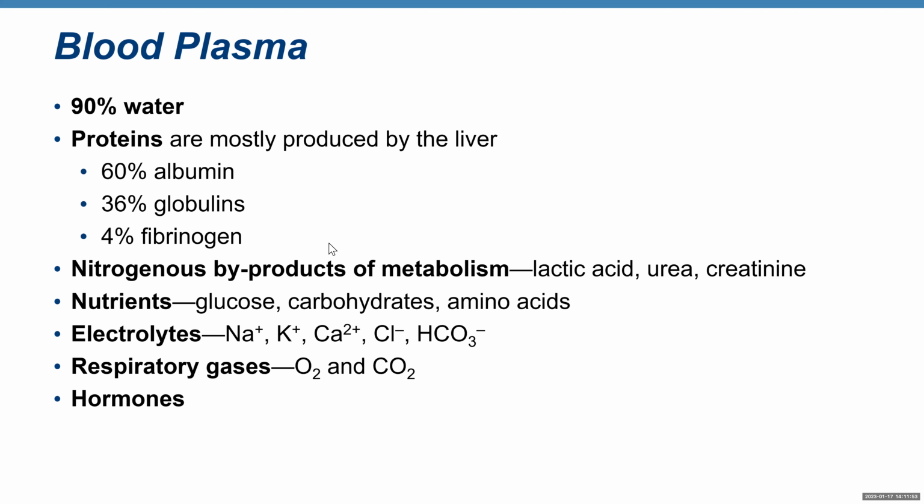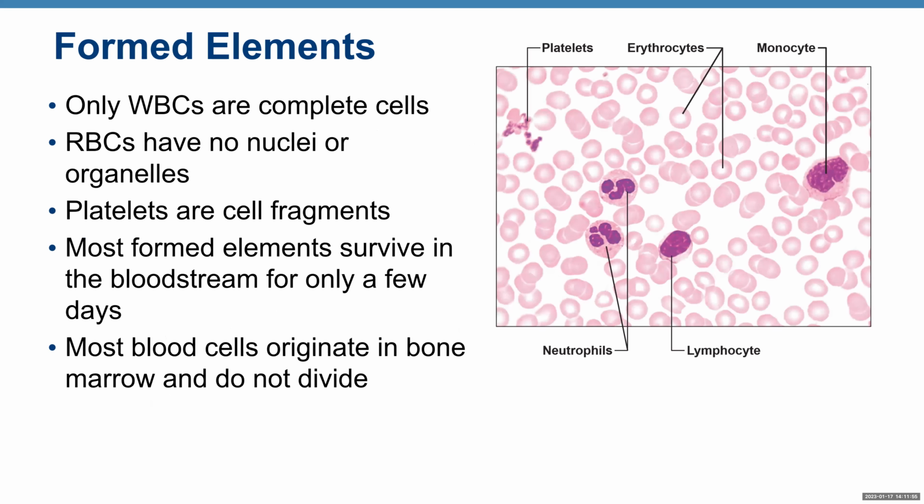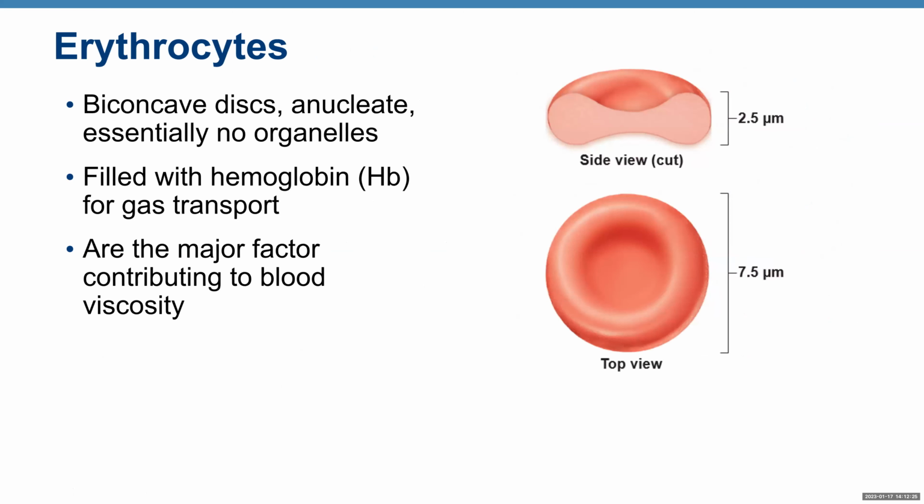Formed elements. Only white blood cells are complete cells. RBCs have no nuclei or major organelles. They do have some, but they don't have mitochondria, for example, and no nucleus. Platelets are cell fragments. Most formed elements survive in the bloodstream for only a few days. Most blood cells originate in bone marrow and do not divide.